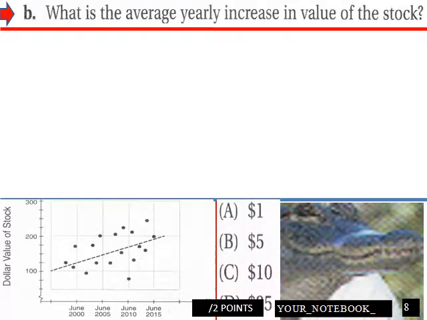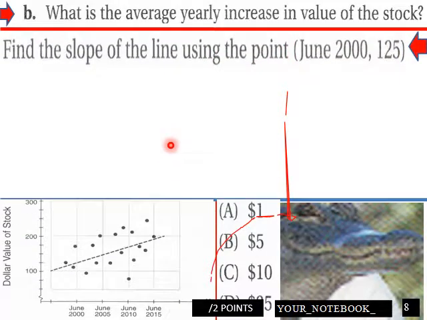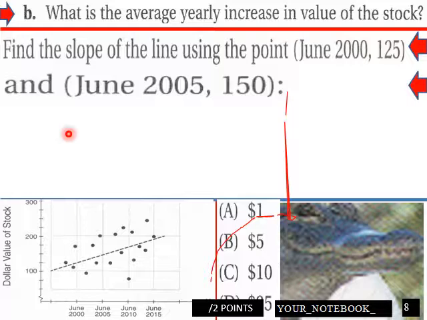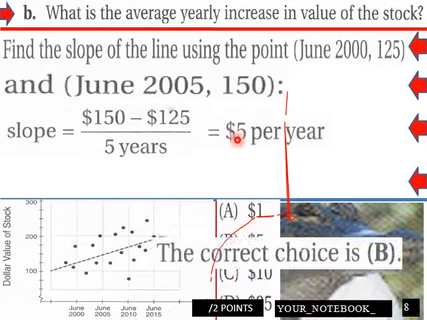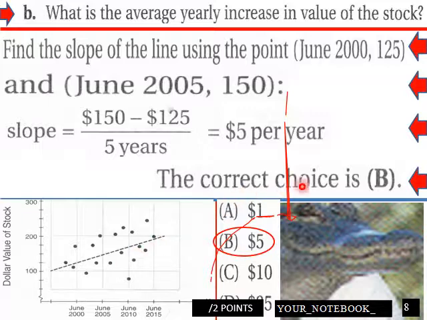So what is the average yearly increase in the value of the stock? What would be the average value increase there? Find the slope of the line using June 2000, 125, and June 2005, 150 as our points. So we're going to find the slope of those, $5 per year. The correct choice would be B. So what is the average yearly increase of value? We gain $5 per share.